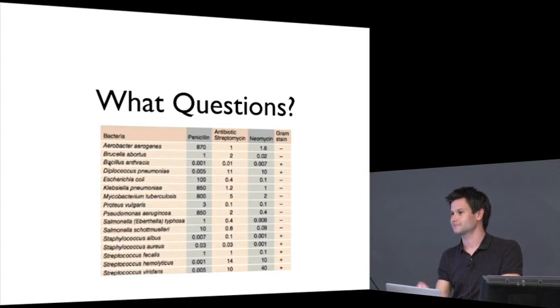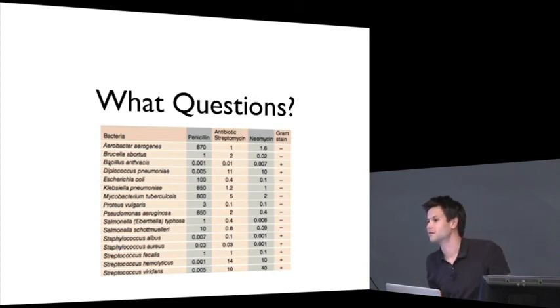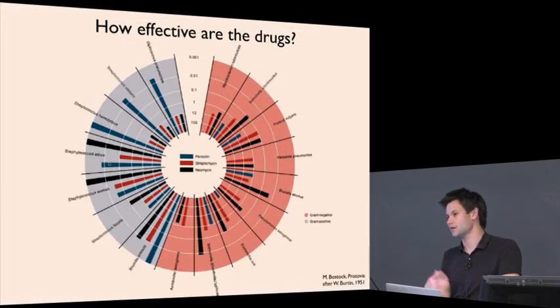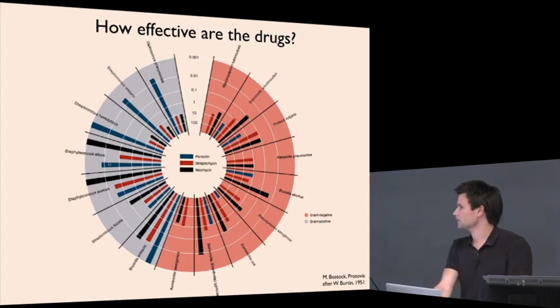Anyone? Yes? Is resistance to one kind of antibiotic correlated with resistance to the other kinds? Yes. So how well the different antibiotics perform for the different bacteria. Yeah? And this is exactly the question that he wanted to get an answer to. And so how effective are the drugs?